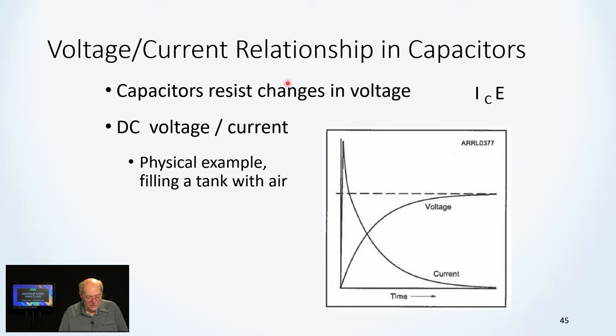All right, more voltage and current relationships, capacitors. Capacitors resist changes in voltage. And I like these physical examples. A capacitor is a little bit like an air tank. When you fill an air tank with air, you apply an air source to it. In the beginning, the tank is empty, but the pressure that you're applying to it is whatever the source pressure is. So that tank will fill and eventually get full. A capacitor works very much the same way.